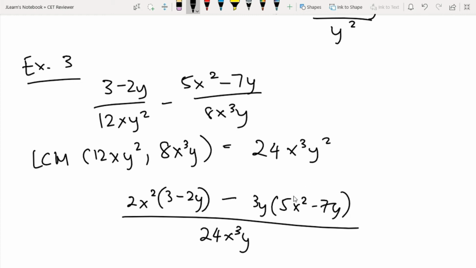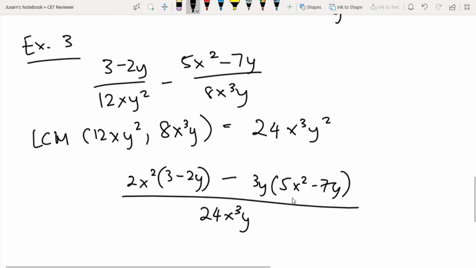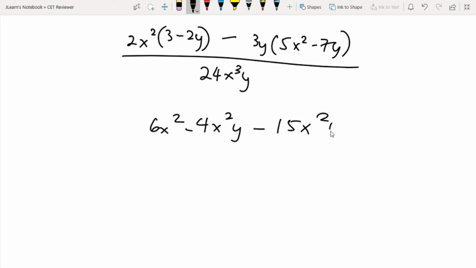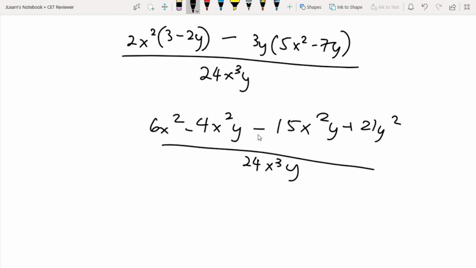Okay? Now we just simplify yung numerator natin. So to simplify this, we just distribute yung numerator, magiging 6x squared minus 4x squared y minus 15x squared y plus 21y squared all over 24x cubed y.